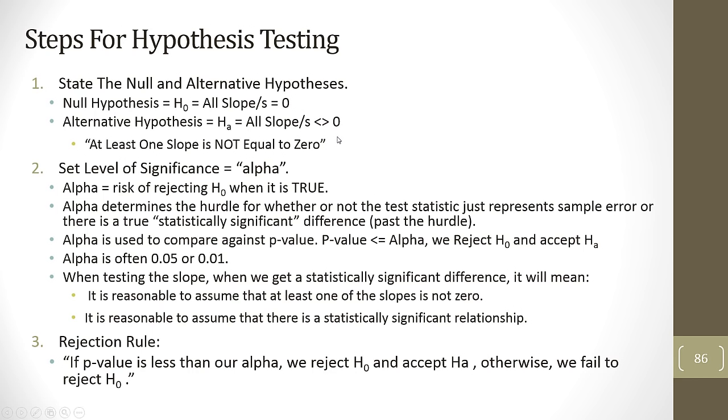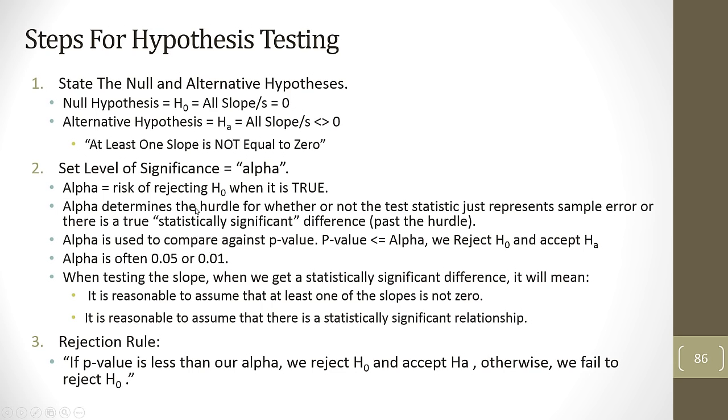Now notice if we say all slopes are not 0, there could be a couple of them in there that are 0, but one of them is big and making up for the fact that there's a relationship. So what we will conclude is if we accept our alternative and we're doing multiple regression, we'll say at least one slope is not equal to 0. Now that's step 1. Step 2 is always picking our alpha.